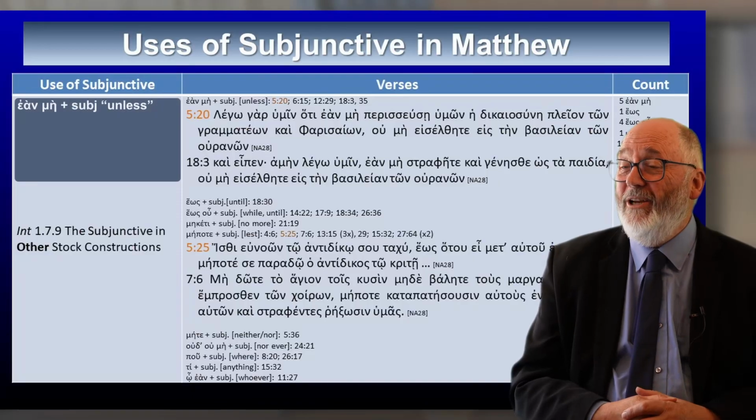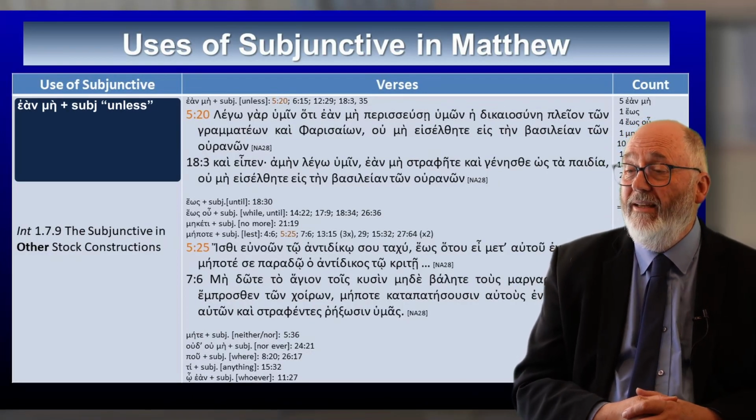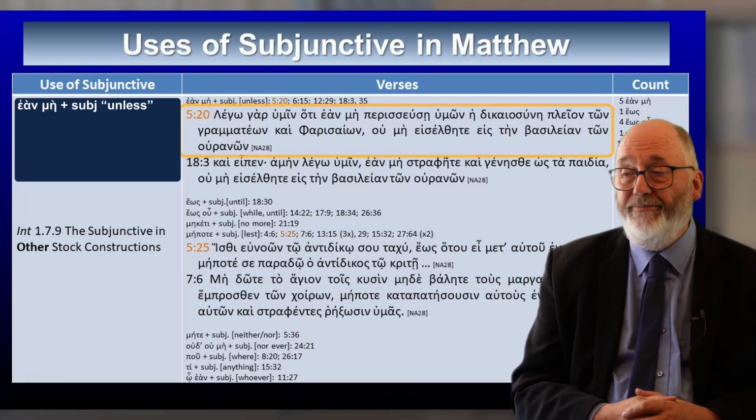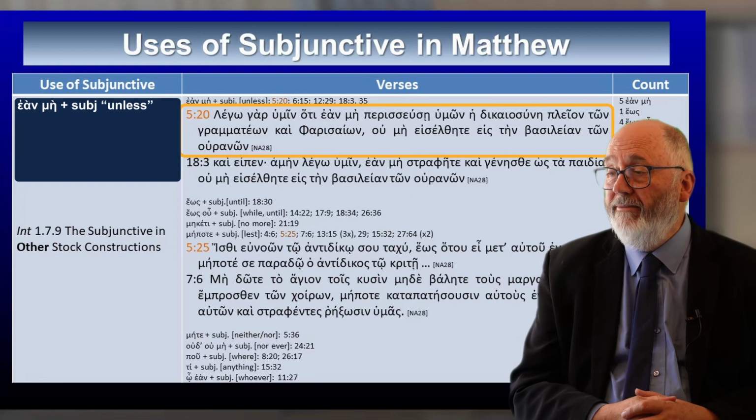Now, as I was working through all of the examples of the subjunctive in the Gospel of Matthew, I started off with a standard classification. Then I found there are some standard constructions that also use a subjunctive. So I've put them in a category that I've called other stock constructions. So we have ean mē, which just means unless. Matthew 5:20. Legō gar hymin hoti ean mē.